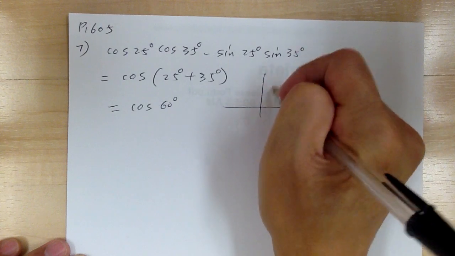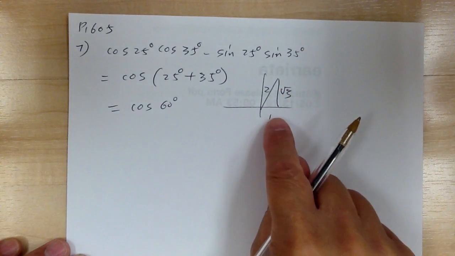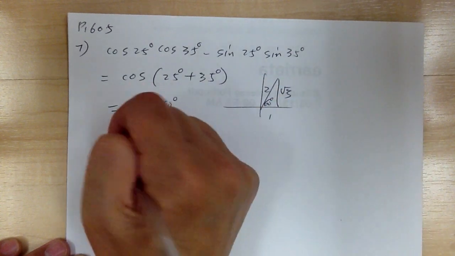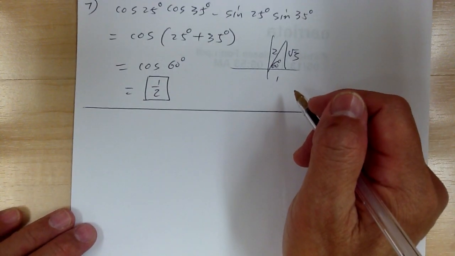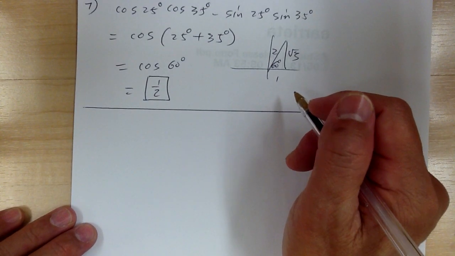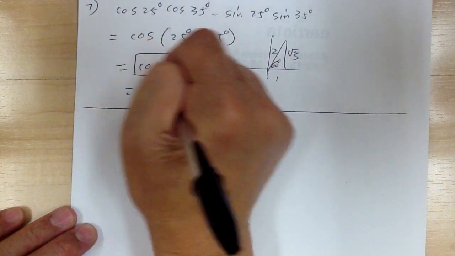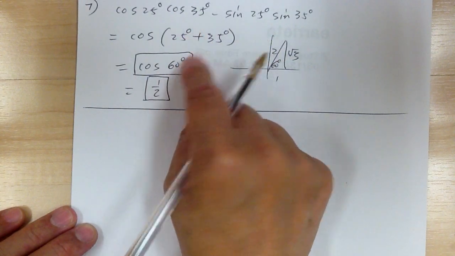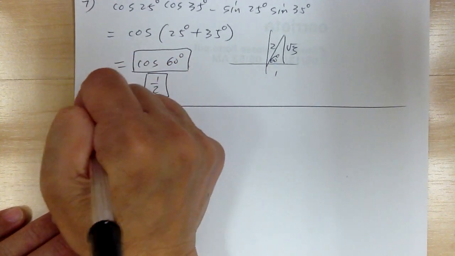And if you draw your triangle, it's 1, 2, square root of 3. So cosine of 60 degrees is going to be 1 over 2. Okay. So actually, these are two parts. First, you need to find a single function for that, and then give the exact answer. So this is the first part. This is the second part.